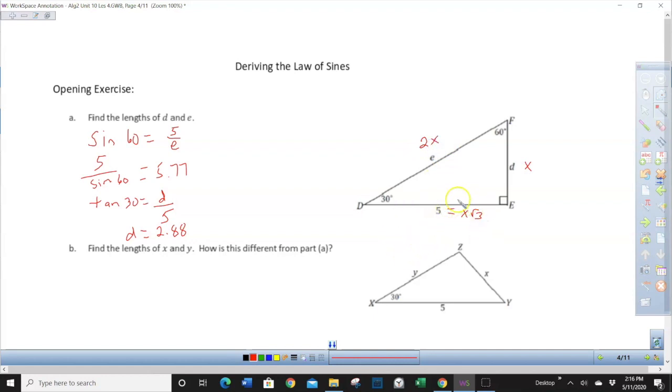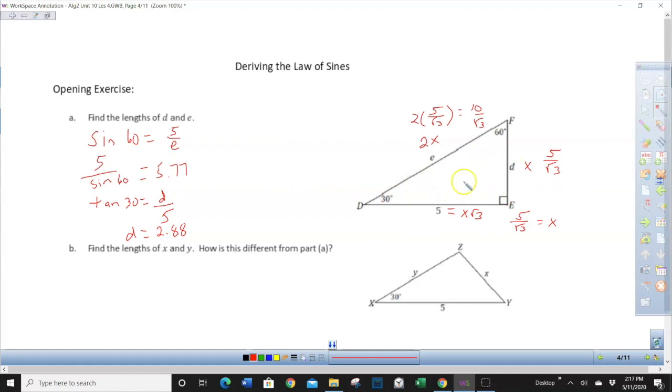So if I take this equation right here, then that gives me 5 divided by the square root of 3 equals x. So now I know this side is 5 divided by the square root of 3, and this side is 2 times 5 divided by the square root of 3, which is 10 divided by the square root of 3. And if you want to rationalize those, you can. So either method is fine.